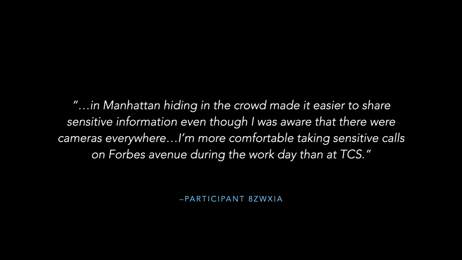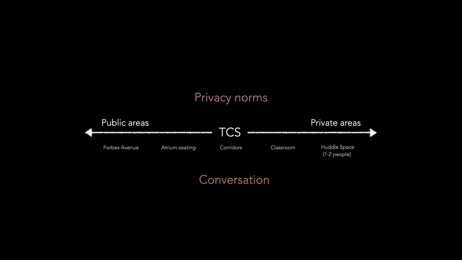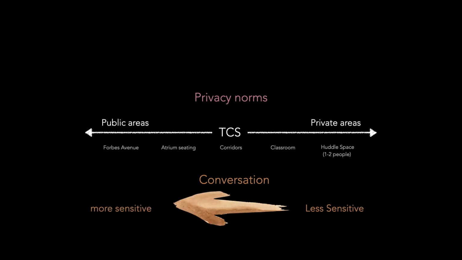One of them said, "In Manhattan, hiding in the crowd made it easier to share sensitive information, even though I was aware that there are cameras everywhere. I'm more comfortable taking sensitive calls on Forbes Avenue during the workday than at the TCS building." This idea of finding a comfortable level of anonymity highlights the relationship between space and privacy itself. In the context of this co-working space, most people prefer not to talk about sensitive topics in relatively private areas like the classroom and go out to take such calls.